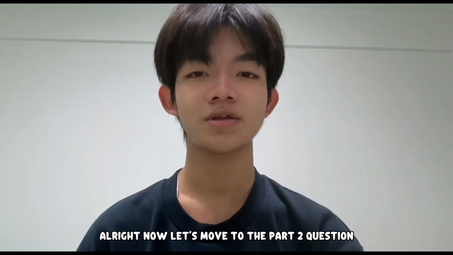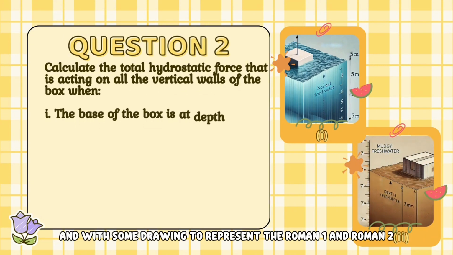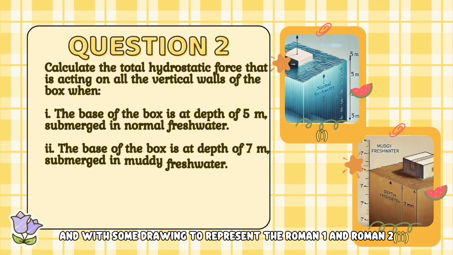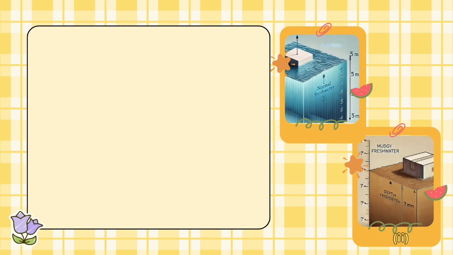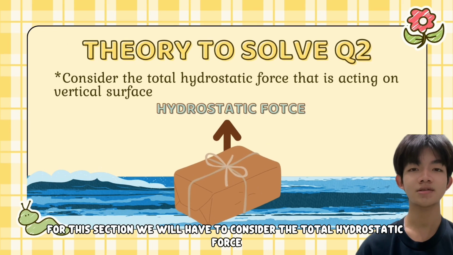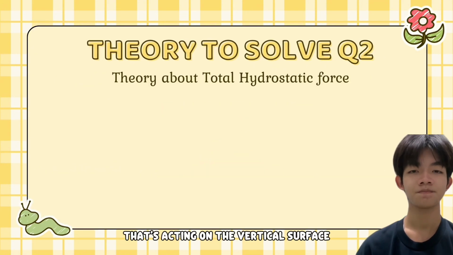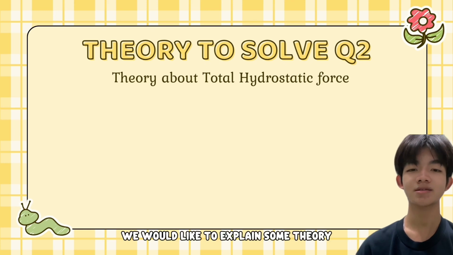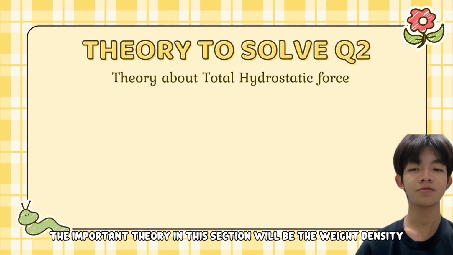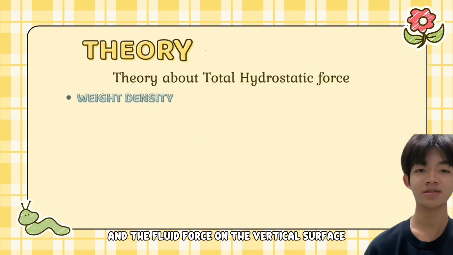Alright, now let us move to the part 2 question. So here's question 2, with some drawings that represent Roman 1 and Roman 2. For this section, we will have to consider the total hydrostatic force that is acting on a vertical surface. Before we calculate the total hydrostatic force, we would like to explain some theory about it. The important theory in this section would be the weight density and the fluid force on a vertical surface.